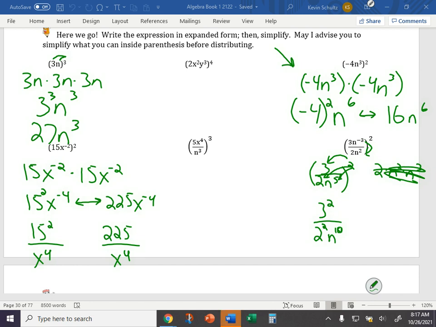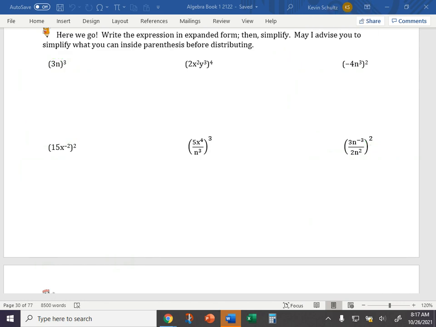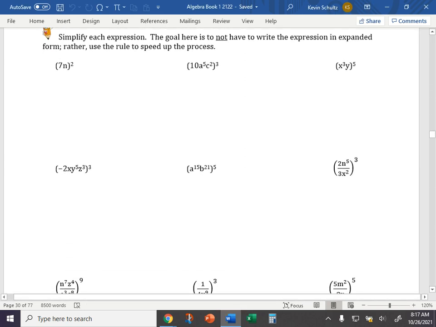Either answer is acceptable: 15 squared over x to the 4th, or 225 over x to the 4th. Okay? Questions on this? Anything that you're not quite clicking with? Because using the rule is easier than writing out an expanded form, and that's obviously by design. That's why we have the rule, right?